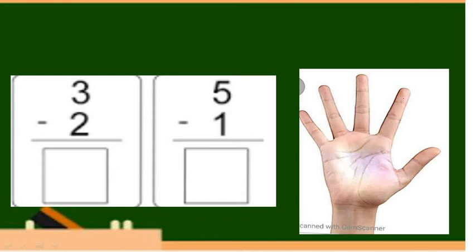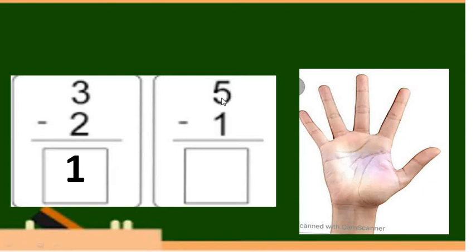Now count with me. Our sum is 3 minus 2. Count 3 fingertips. 1, 2 and 3. Done. Now we have to cross out 2. 1 and 2. See how many fingertips are remaining? 1. Okay? So 3 minus 2 is equal to 1.